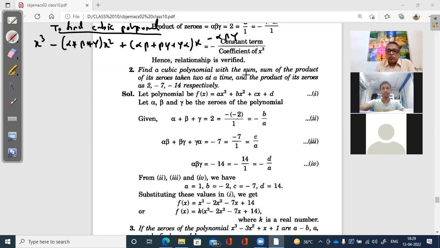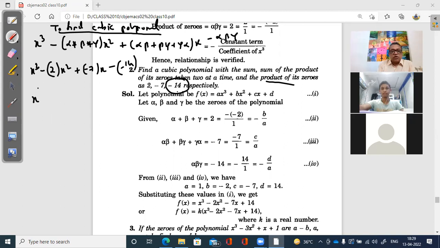Now you read the question, find a cubic polynomial with sum. Sum diya hua hai 2. This is the sum 2. So we will replace x cube minus iski jagah 2 likh denge. The sum is already given 2. Sum of the product of zeros taken 2 at a time, वो -7 दे रखा है, 2 at a time बोलते हैं इसको. So -7x minus product of the zeros दिया हुआ है already, -14. Everything is given to you, ready made. Sum of the zeros is given, product taken 2 at a time is given, and product is also given.